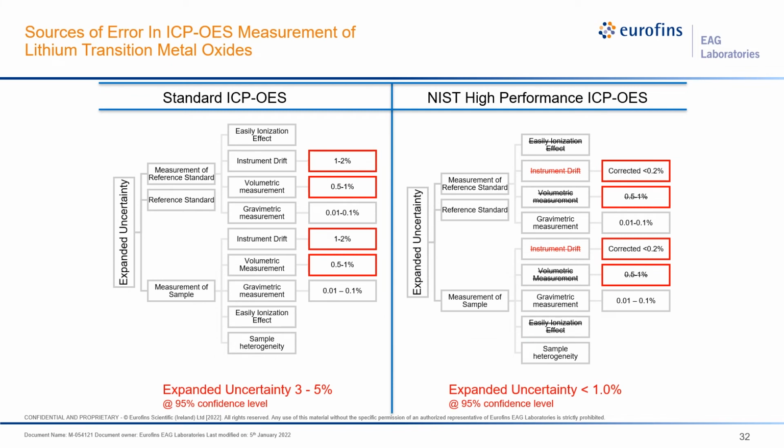So how do we do it? How do we do high performance? How do we actually correct the measurement errors? We need to know where the major sources are. Here is a breakdown of the measurement errors from the standard ICP-OES. You can see instrument drift and volumetric measurement are the major sources of error. So in our NIST high performance mode, those effects are taken care of or corrected. With that, we can achieve uncertainty less than 1% at 95% confidence levels.